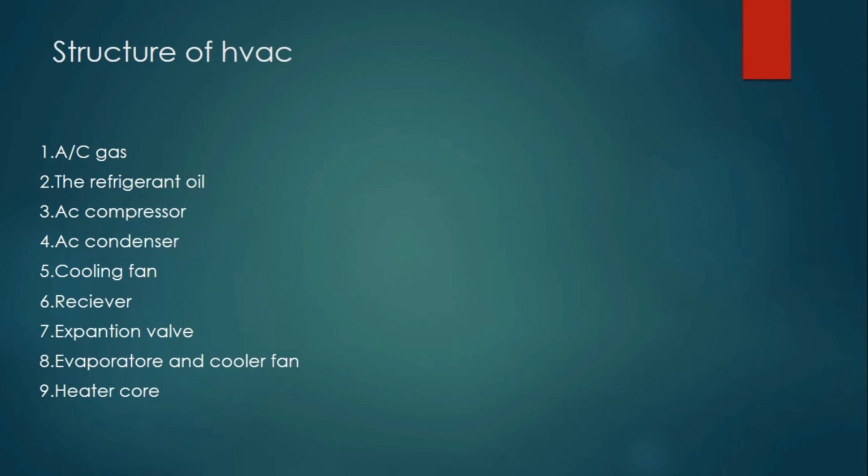AC gas, refrigerant oil, then we have the AC compressor and the AC condenser that is located in front of the engine. We have a cooling fan that is located behind the radiator and behind the AC condenser. In some vehicles there are two cooling fans. We have the receiver or receiver dryer, expansion valve, evaporator and heater core.